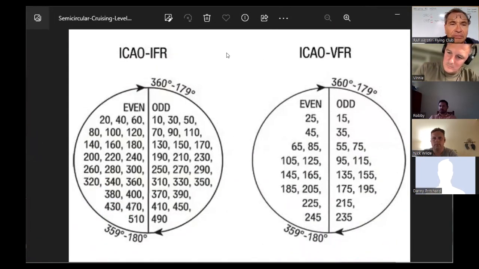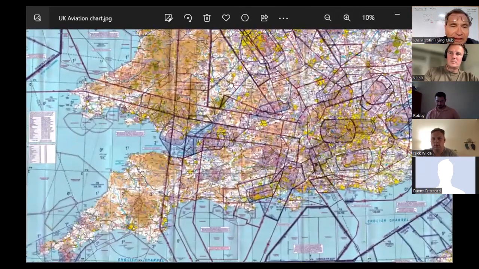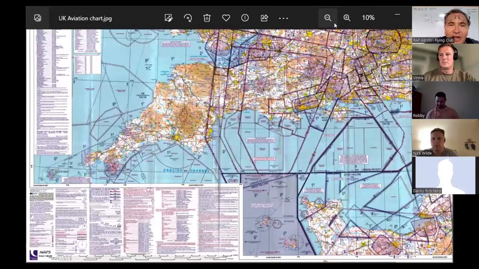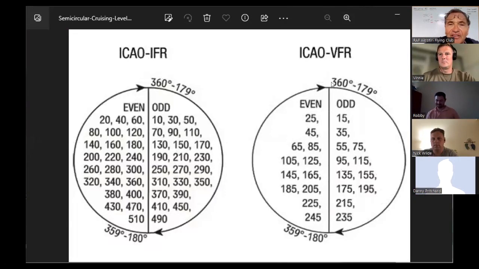And what happened there? Curious. There we go. So let's just zoom in on a little piece of the chart. Oh, dear.